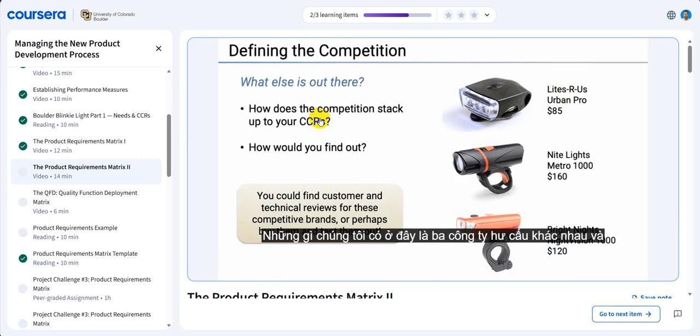What we have here are 3 different fictitious companies and their bike lights. Lights R Us, the Urban Pro, which sells for $85, Night Lights, their Metro 1000 product, which sells for $160, and then the Bright Nights Night Vision 1000, which sells for $120. If you believe these are the competitors to the product that you want to create, then you need to understand how well do these serve the market right now. But what do we do with that data once we find out?